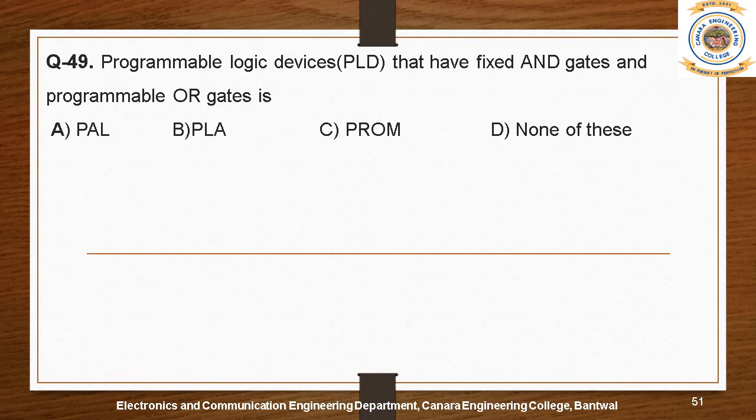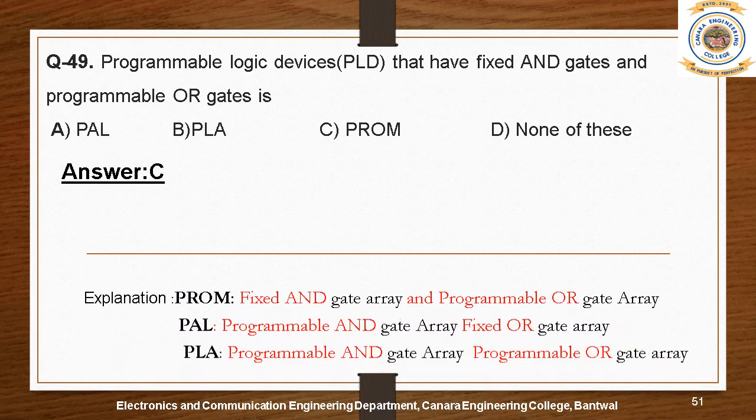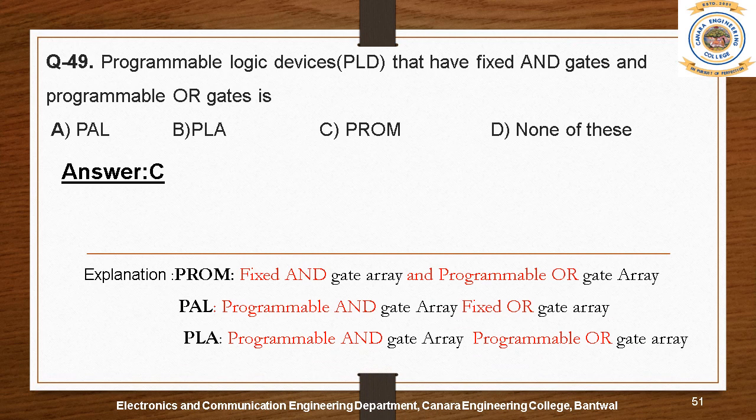Programmable logic devices having fixed AND gates and programmable OR gates is PROM. PROM is programmable ROM. Programmable ROM is read only memory. You can read only from that memory. You cannot write anything to it, but you can program it by other software. So that kind is fixed AND gate array and programmable OR gate array. PAL is programmable AND gate array and fixed OR gate array.